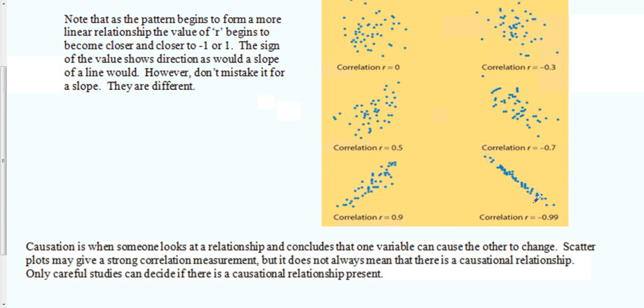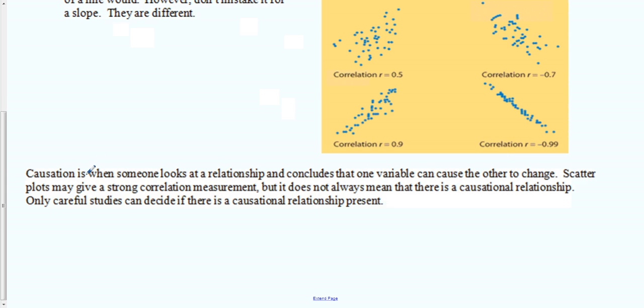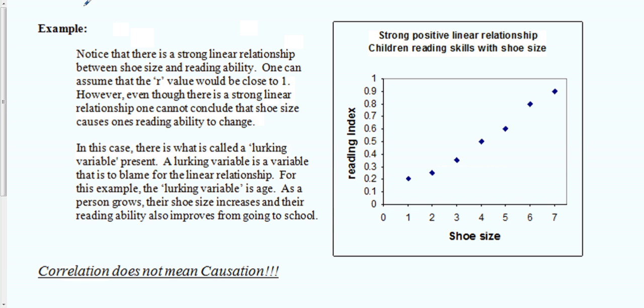It's going downwards. So causation is when someone looks at a relationship and concludes that one variable can cause the other to change. Scatter plots may give a strong correlation measurement, but it doesn't always mean that there is a causational relationship. Only careful studies can decide if there is a causational relationship present. And here's an example of what that would look like.